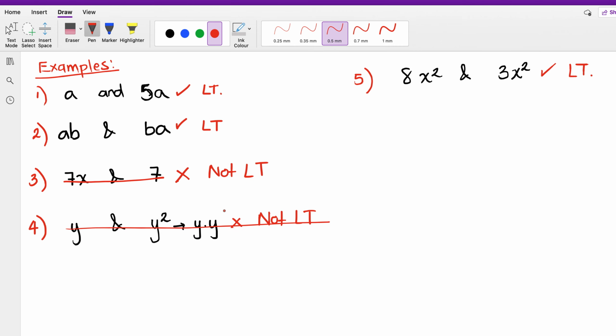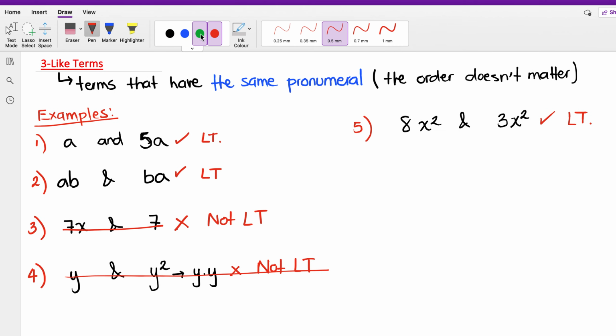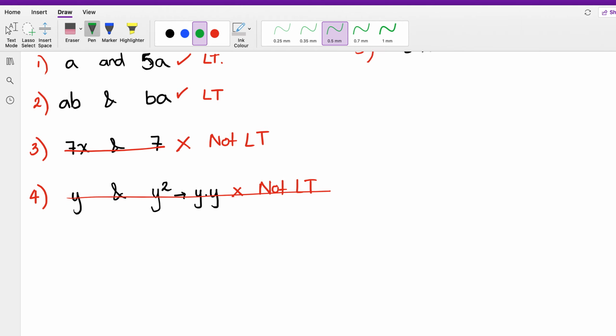Now, the second thing that we need to know about like terms is that like terms can be added and subtracted. And that's what is called collecting like terms. So we can add them together or we can subtract them. Collecting terms. So we're going to look at this and some examples here. Let's do some examples of collecting terms.